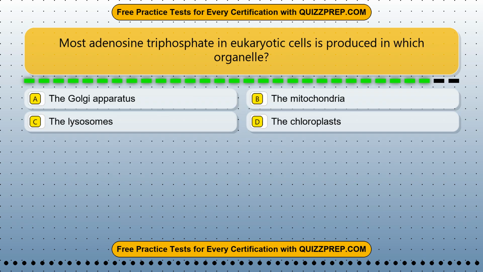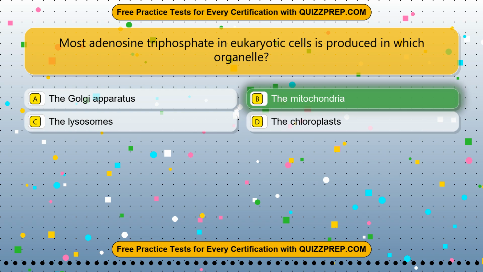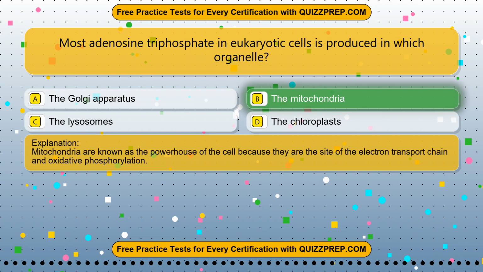Question 15. Most adenosine triphosphate in eukaryotic cells is produced in which organelle? Option A. The Golgi apparatus. Option B. The mitochondria. Option C. The lysosomes. Option D. The chloroplasts. The correct answer is option B. The mitochondria. Mitochondria are known as the powerhouse of the cell because they are the site of the electron transport chain and oxidative phosphorylation.